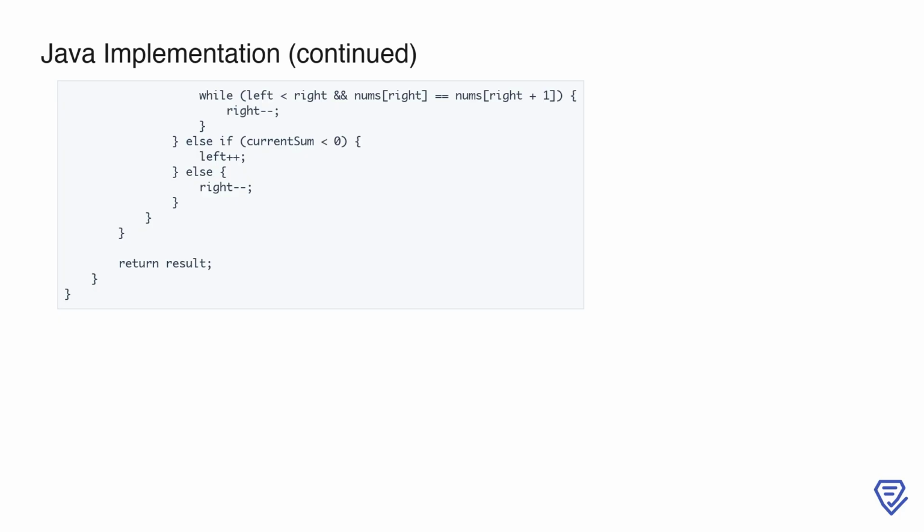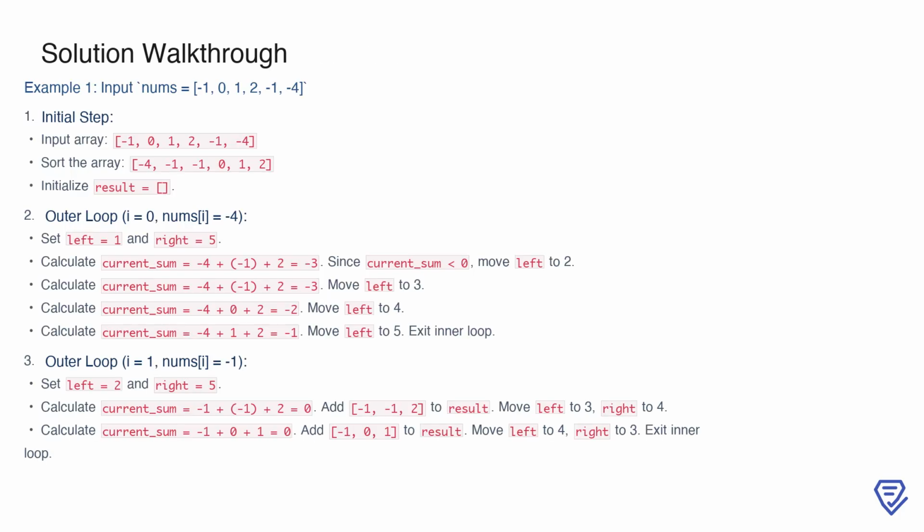To solve this problem, we start with the input array nums equals [-1, 0, 1, 2, -1, -4]. The first step is to sort this array, which gives us [-4, -1, -1, 0, 1, 2]. This makes it easier to identify unique triplets and process the array efficiently. We then initialize an empty array called result to store any valid triplets we find. Now, we begin iterating through the sorted array with an outer loop.